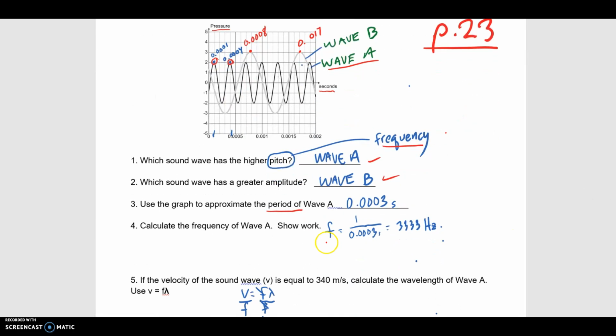Frequency is 1 over the period, and here is that calculation. Calculating the frequency of that wave would be 3,333 hertz.